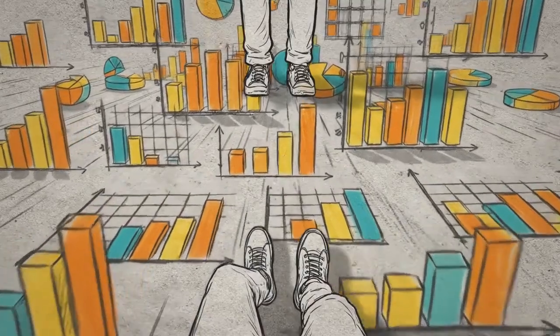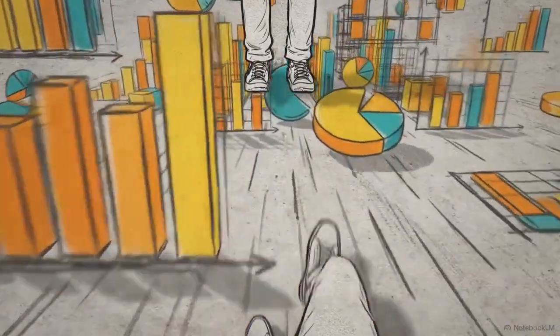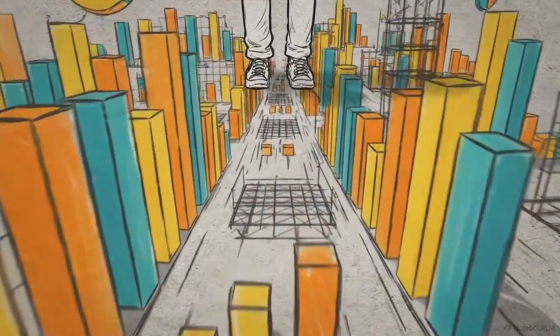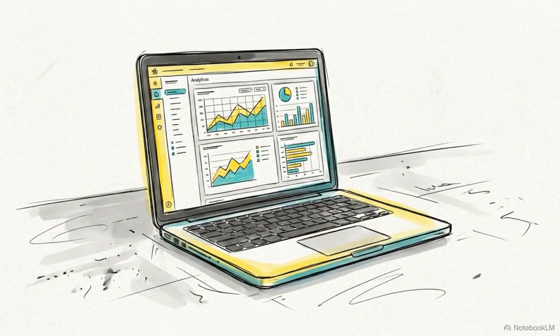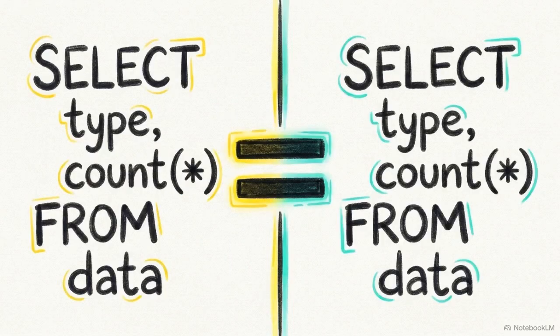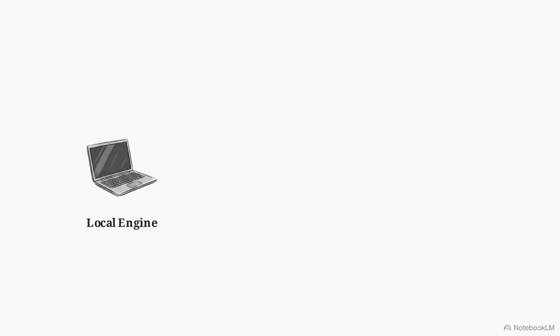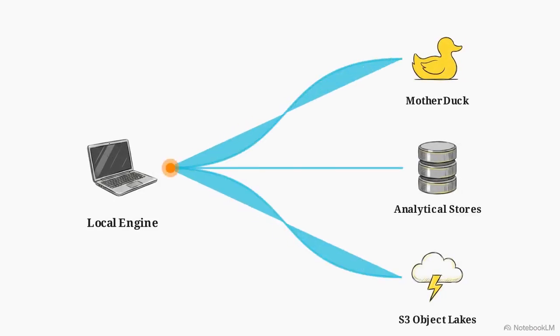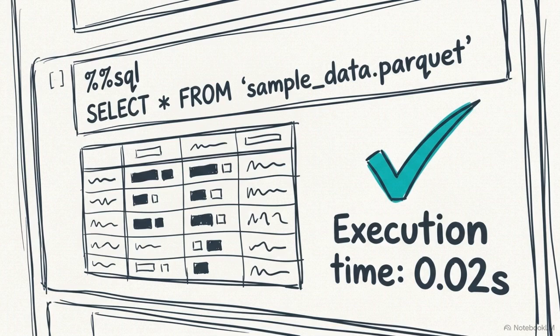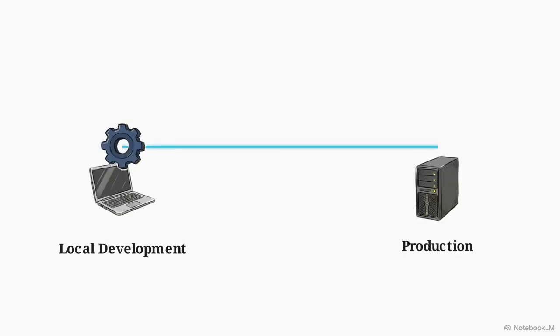We've gone from a raw local file to a fully profiled, interactive notebook, and we did it without spinning up a single database server. Because everything executes directly on your machine, your sensitive development data never actually leaves your local environment. The SQL dialect you use here is also the exact same dialect required by remote cloud analytical stores, like MotherDuck or S3 Object Lakes. You can prototype your pipelines locally on a small sample dataset and push that exact same code to production with zero refactoring.